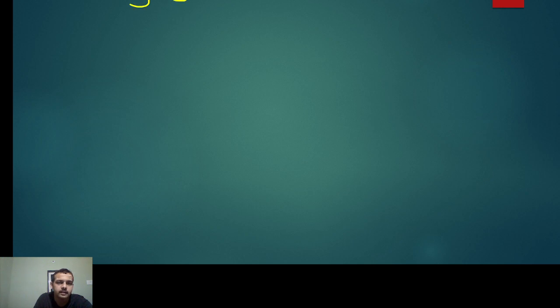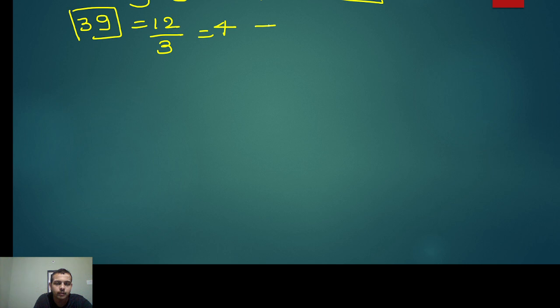Next is divisibility by 3. Divisibility by 3 means the sum of the digits should be divisible by 3. See, if we write 39, what is the sum of the digits of 39? It is 12. Is 12 divisible by 3? Yes, 4. So automatically you can say that 39 is divisible by 3. 3 ones are 3, 3 thirteens are 39.